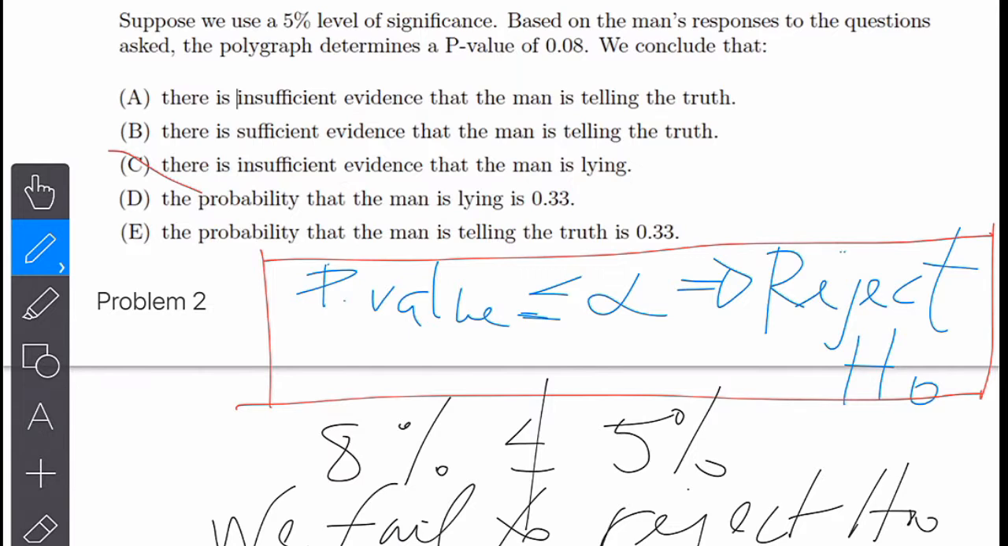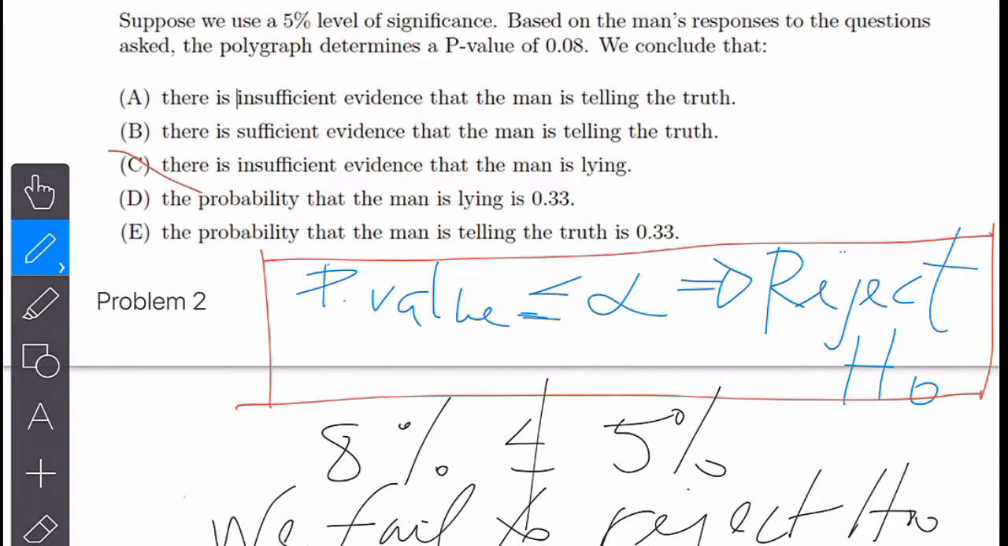I'm not sure where those numbers are coming from. There's insufficient evidence. There's insufficient evidence that the man is telling the truth. Okay, so either we say there is sufficient evidence in support, or failing to reject, right? No, sorry, we fail to reject. I just said that wrong.